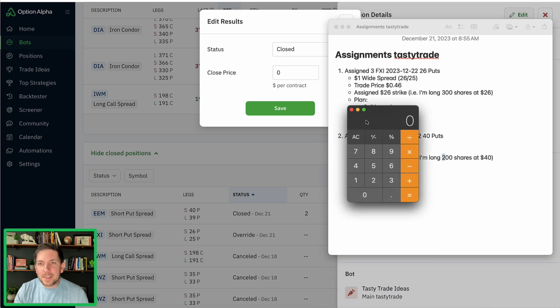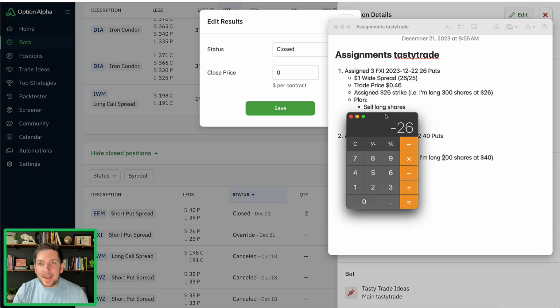First thing for FXI is we were assigned the 26 strike put. So remember, first thing you've got to do to total up your closing price is you subtract the 26 strike that you were assigned. Why do you subtract it? Because you had to pay $26 for every share that you bought. You bought 300 shares, $26 was the strike price of those. So you subtract 26, you outlaid $26 per share. That's why you subtract it to start.